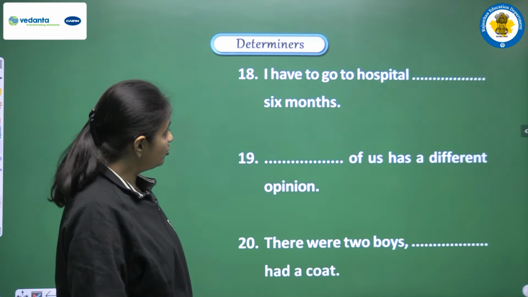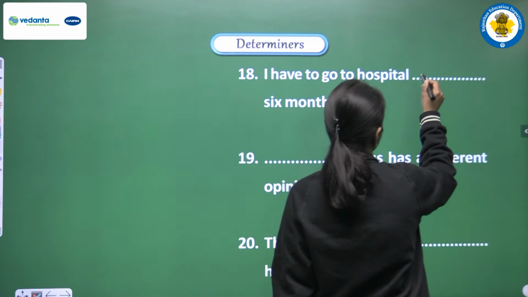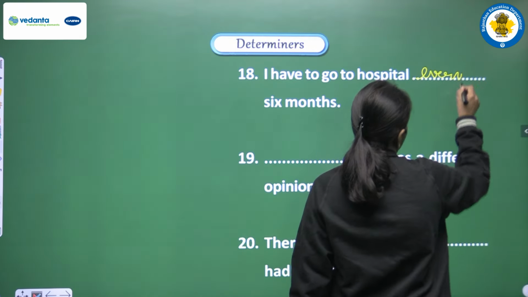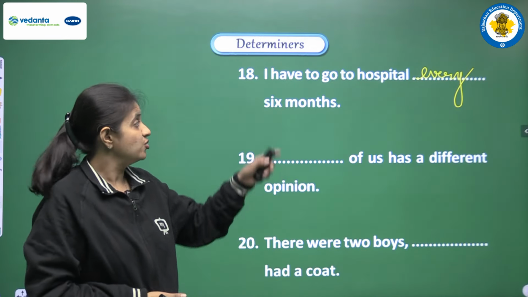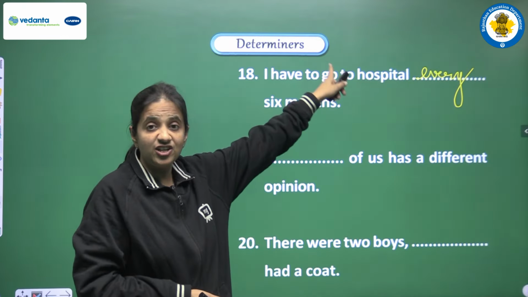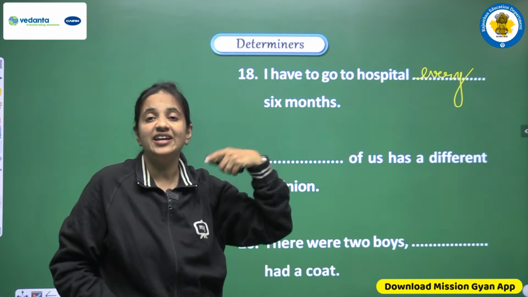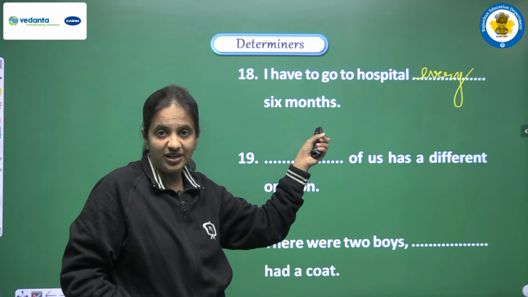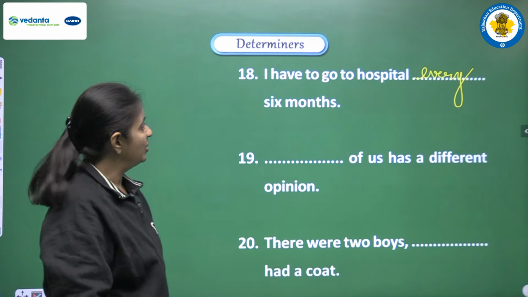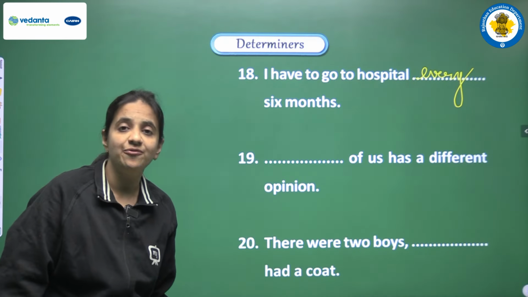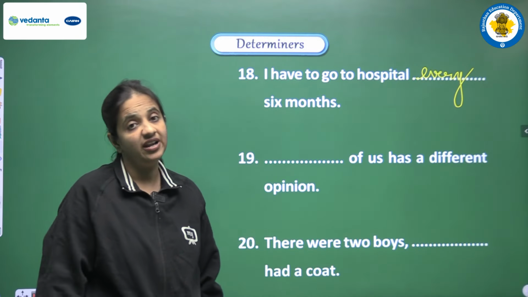Next is, I have to go to hospital every 6 months. So here we are talking about some frequency. We are talking about an action that is repeated again and again. So we are saying that every 6 months this action is repeated. What is the action? To go to hospital. So this action is repeated again and again at a difference of 6 months, and this is the reason to show the frequency we are using every, and the answer will be, I have to go to hospital every 6 months.